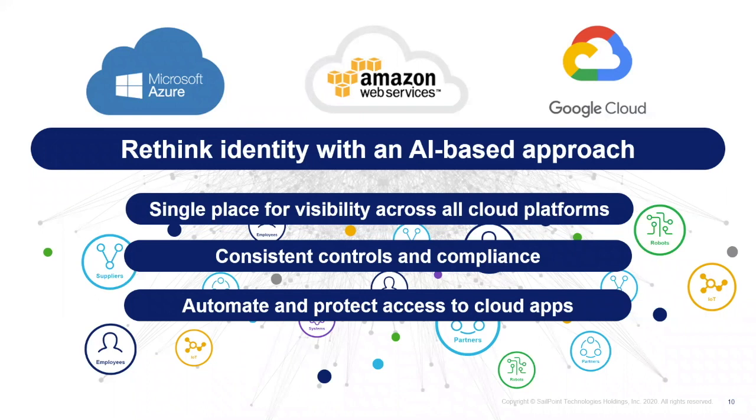Organizations need to rethink identity with an AI-based approach that provides automated and intelligent governance to keep up with the scale and rapid change in the cloud. Now, this starts with getting a comprehensive view of all access across each platform. You can't govern and protect what you can't see. So as fast as things are changing, you need to have this continuous access visibility to know who has access to what, from where, and how.